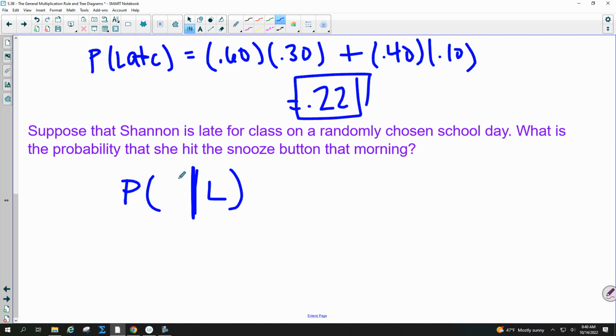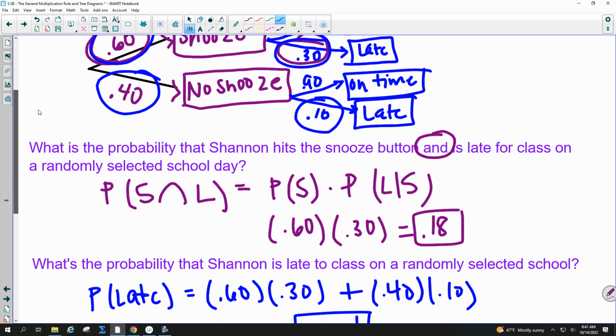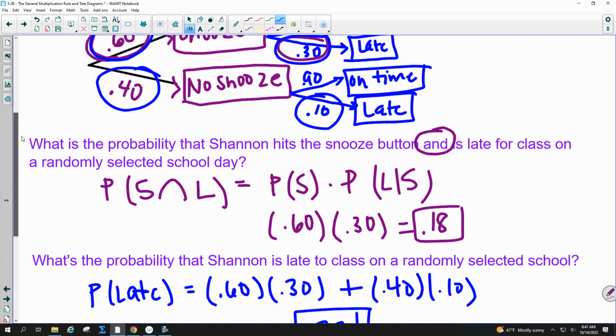Here's where we are going to use the formula. We don't have a Venn diagram, we don't have a table. Well, actually the Venn diagram would be the formula, but we don't have a table. We have this lovely chart. So my formula for the conditional would be snooze and late divided by the probability of late. I actually just did both of these pieces of the formula above, but I'm going to rewrite it just for fun. Snooze and late means I multiply the 60% times the 30%.